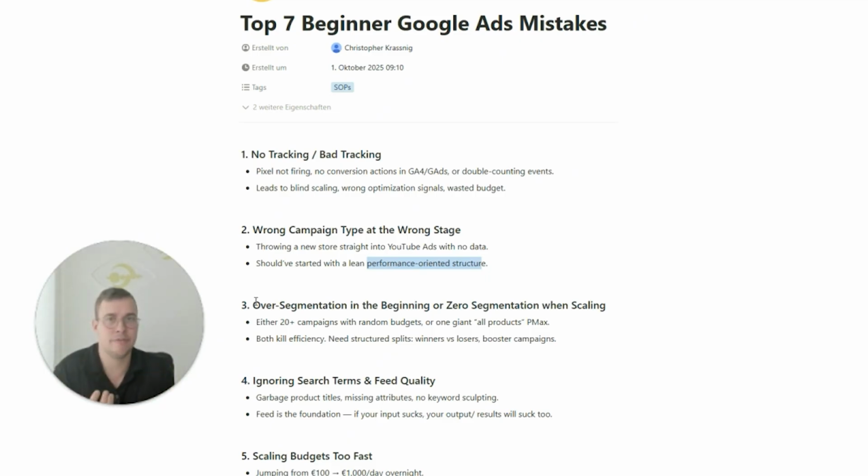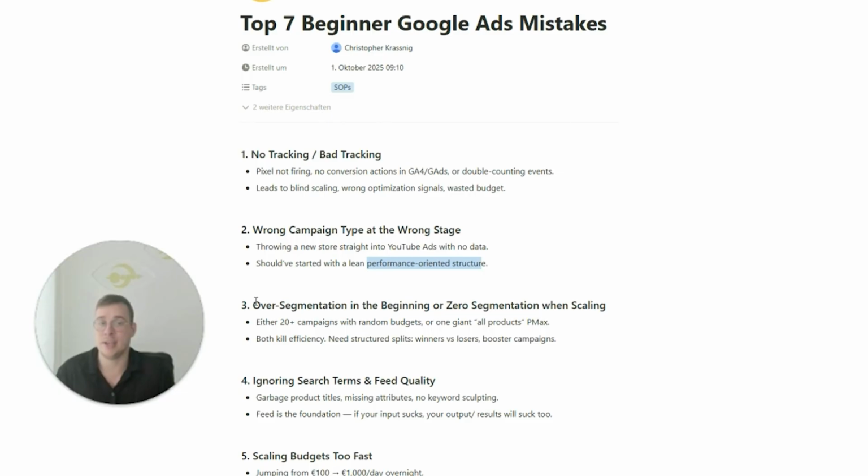You are still in the learning phase. You don't have big budgets yet. You only have so much data. So you want to keep it simple. One or two campaigns, nothing crazy. Because if you split it up in so many different sections, so many different campaigns, it will take way longer to get out of the learning phase properly. So keep it simple for the start.